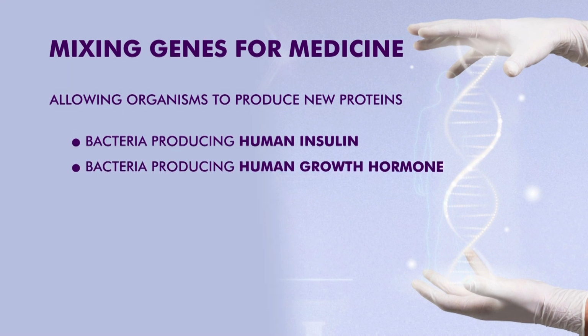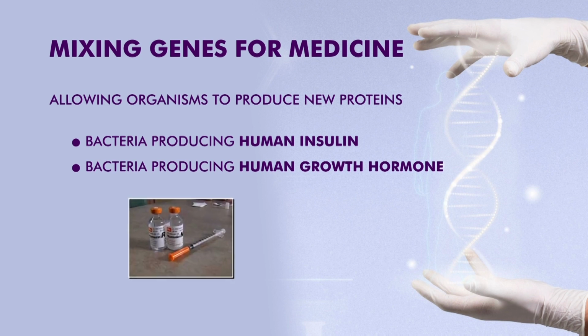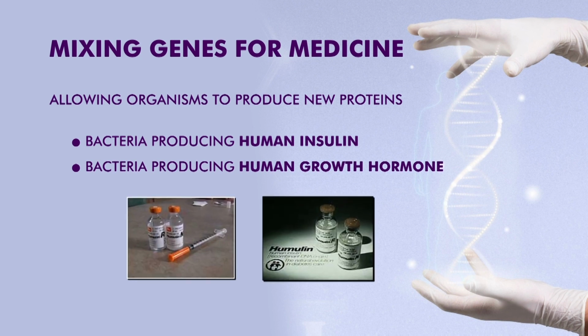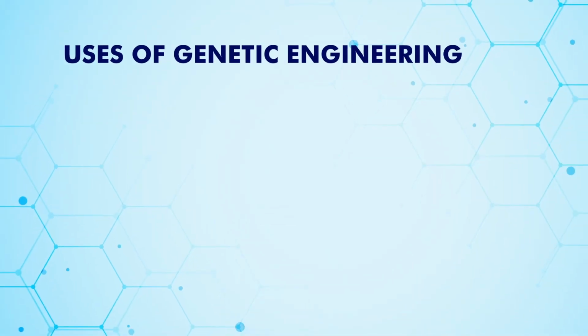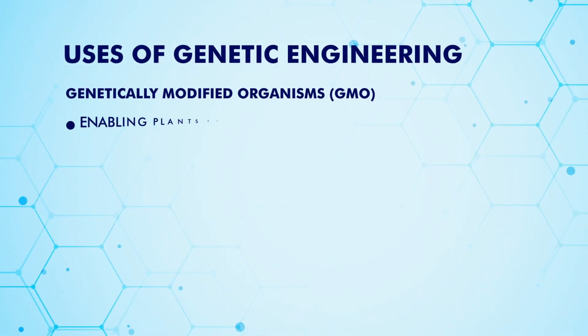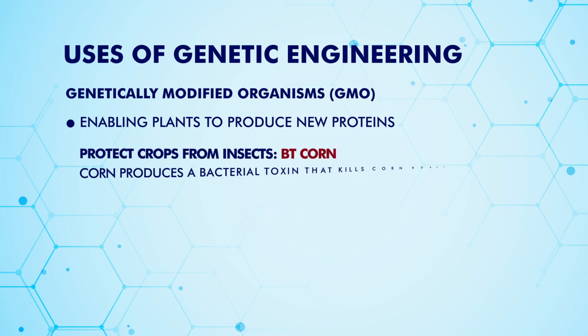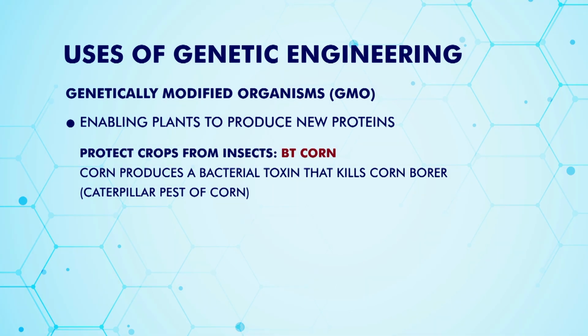Another example of this gene mixing is the bacteria which is capable of producing human growth hormone or somatotropin. I am going to discuss what are the uses of genetic engineering. It enables plants to produce new proteins and protects crops from insects, like BT corn was produced. This corn produces a bacterial toxin that kills the corn borer, a caterpillar pest of corn.